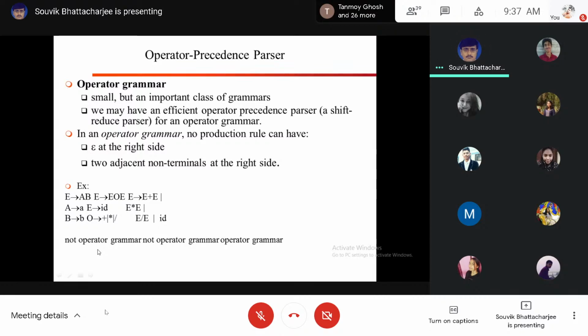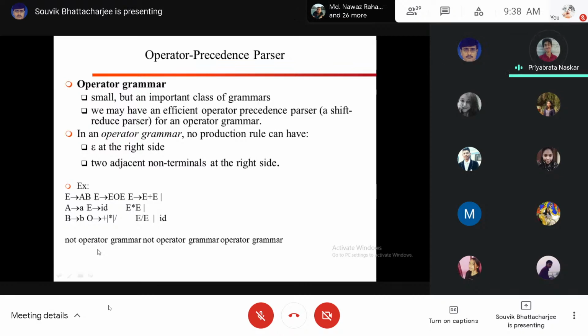Why are the first two grammars not operator grammars? Why is the third grammar an operator grammar? Tell me. Anybody tell me why the first two grammars are not operator grammars and the third one is an operator grammar. Are you understanding the question?